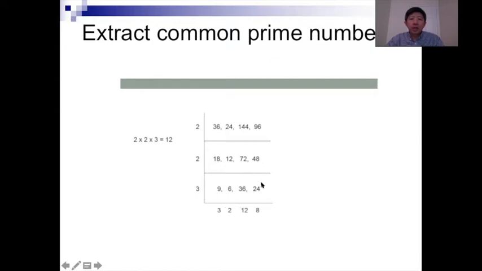And then next, can we divide by 2 again? No, we cannot divide by 2 right here again. So therefore, what number can we divide by? We can divide by 3. So therefore, we take 9 divided by 3, got 3. We take 6 divided by 3, got 2. 36 divided by 3, got 12. 24 divided by 3, we got 8. So therefore, we take 2 times 2 times 3. So therefore, this will be the GCF.